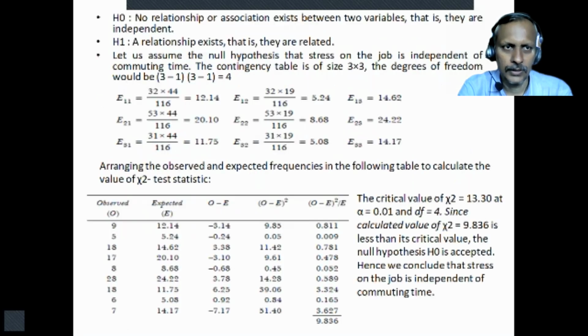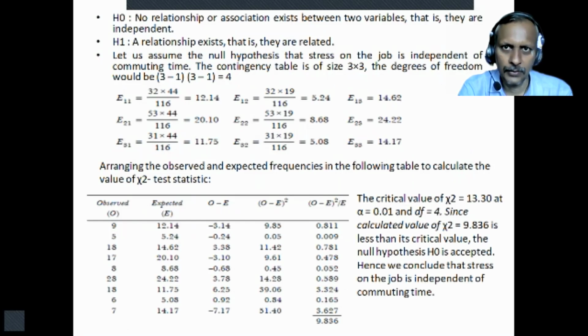So how do we do this? First we'll write the hypothesis statements. The null hypothesis says there is no relationship or association between the two variables, that is, they are independent. And H1 is our alternate hypothesis, which says that a relationship exists, that these two variables are related. So let us assume this hypothesis and then we can perform the test.